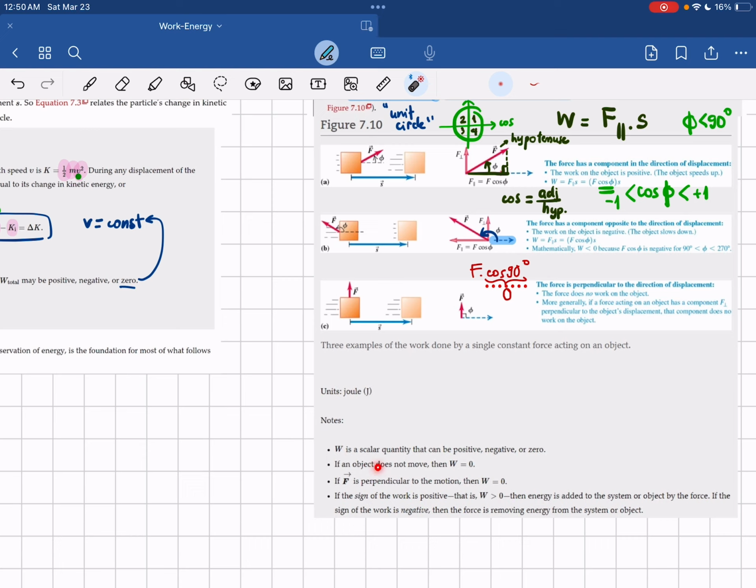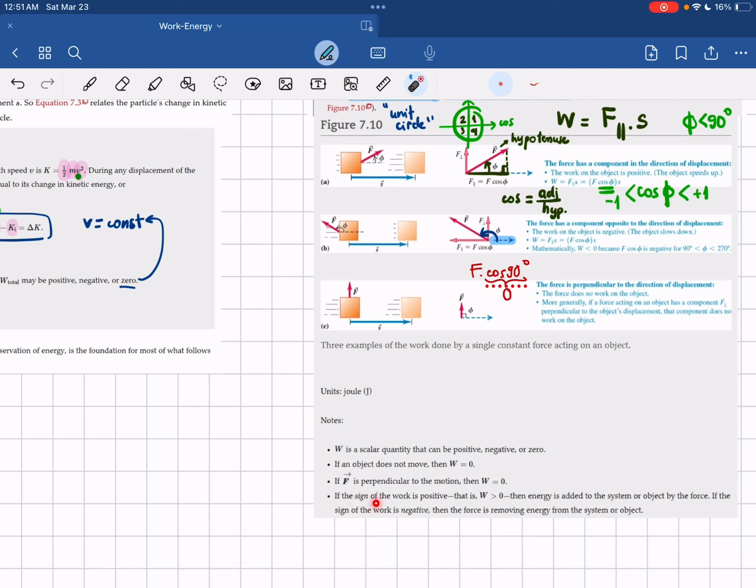If an object does not move, then work equals 0. Oh yeah, for sure. If the object does not move, then displacement is 0, then work is just 0. If force is perpendicular to the motion, then work is 0. Yeah, this is the case.